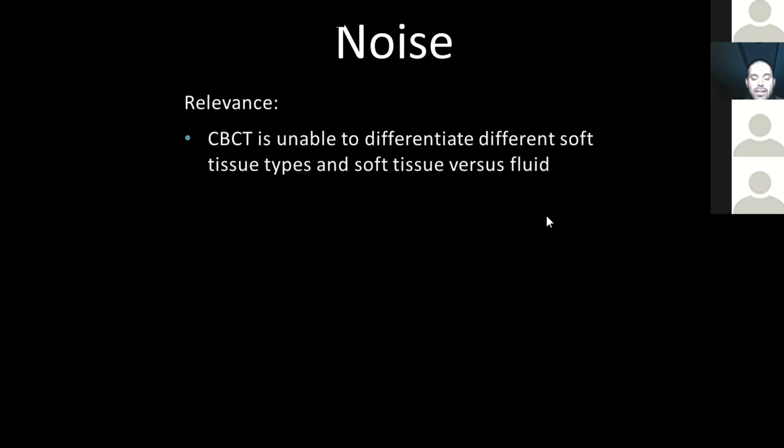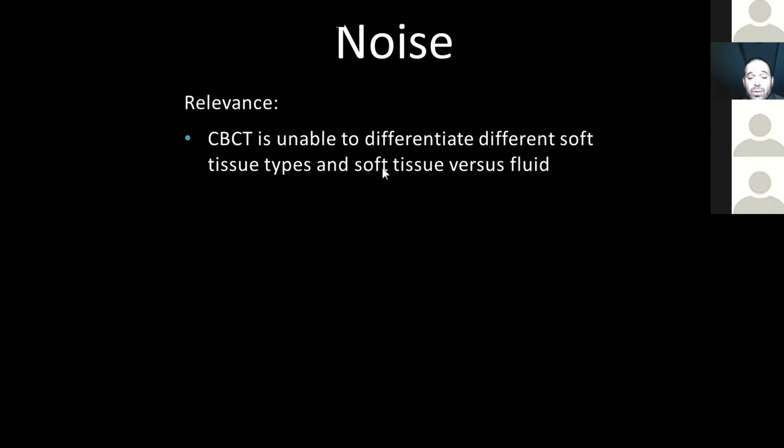Very good. So a few more comments about noise. Really, noise is one of the reasons why cone beam CT is unable to differentiate different soft tissue types and soft tissue versus fluid. I haven't made this point yet, but I'll point out right now that compared to, for example, medical CT or MRI, where you can differentiate muscle versus fat, versus even in the brain, gray matter versus white matter, we can't do that on cone beam CT. And noise is the primary reason there. It washes out all those soft tissue differences.